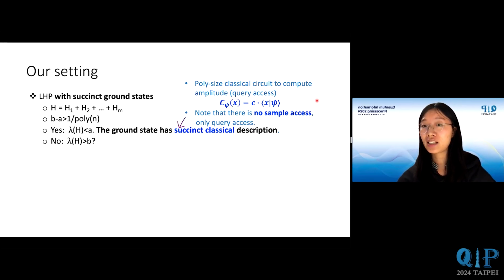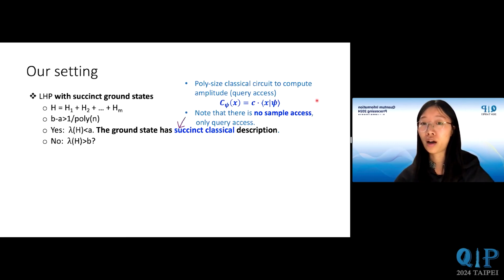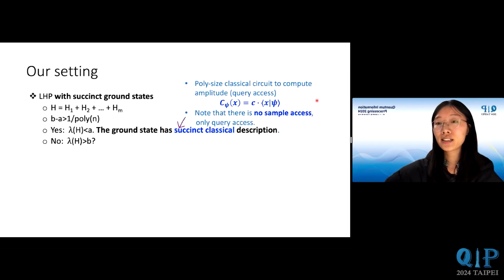Here I wish to emphasize that in our setting there is no sample access. We only have query access. This makes a big difference. Intuitively, in total there are 2 to the n amplitudes. So if you can only query amplitudes one by one, it's highly non-trivial to test a global property, like testing the ground energy. One more remark: I think sample access and query access are incomparable. But we only assume query access. So this is our setting.